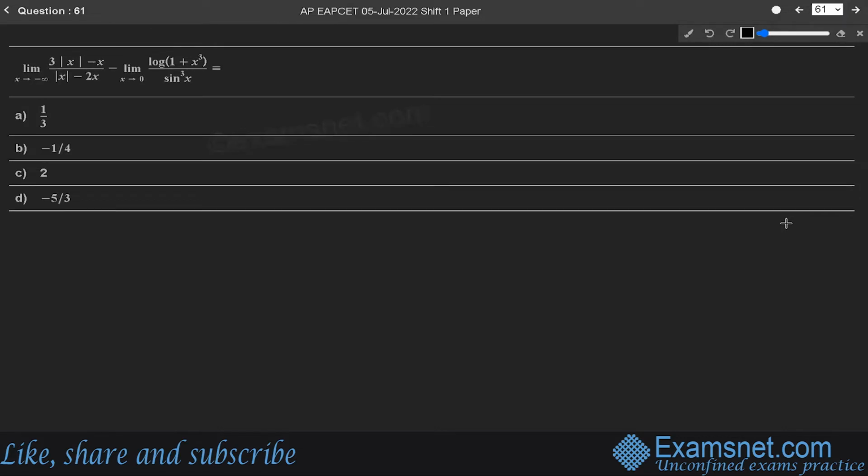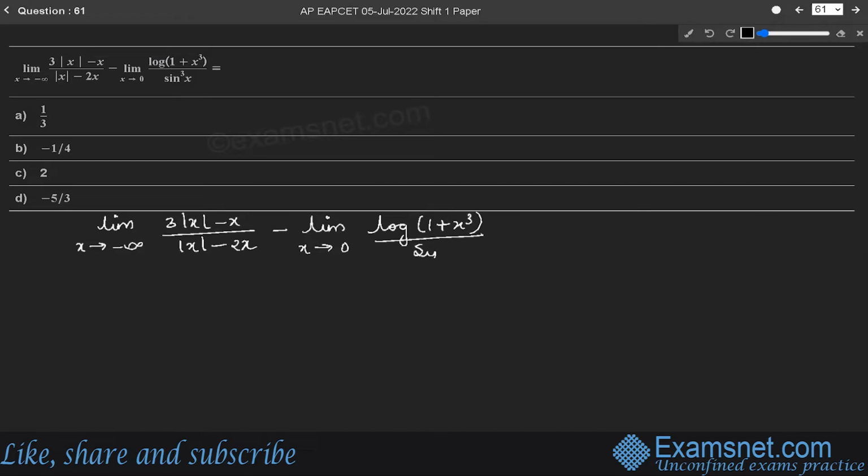Next question is limit x tends to -infinity of (3|x| - x) divided by (|x| - 2x), minus limit x tends to 0 of log(1 + x³) divided by sin³x is equal to. We have to simplify this term. So on putting the limits, it will be -2x divided by 3x, minus limit x tends to 0 of log(1 + x³) divided by sin³x.